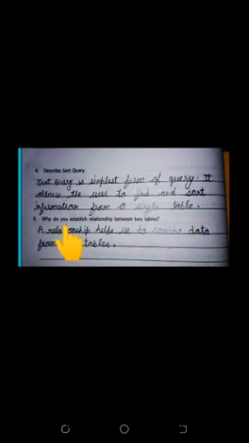Next question. Why do you establish relationship between two tables? A relationship helps us to combine data from two tables. A relationship helps us to combine data from two tables.